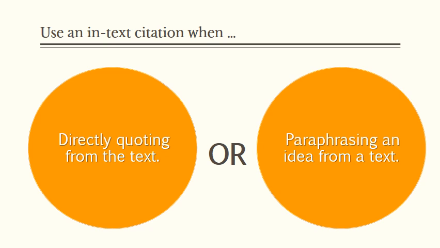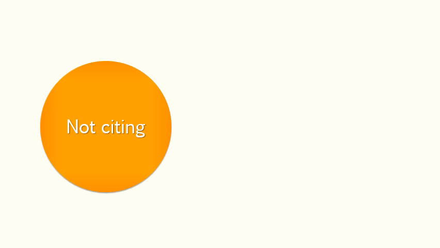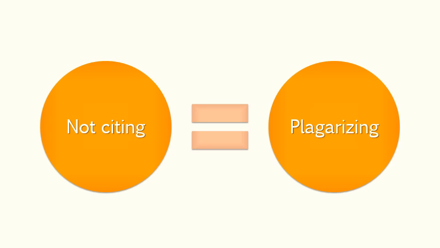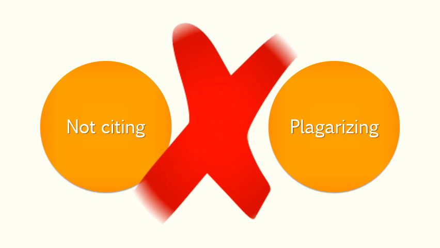Or you will use an in-text citation when you are paraphrasing an idea from a text. A paraphrased idea is not copied word for word from the text and does not use quotation marks. You use your own words to explain someone else's idea. Not citing a source equals plagiarizing, and that's just wrong.